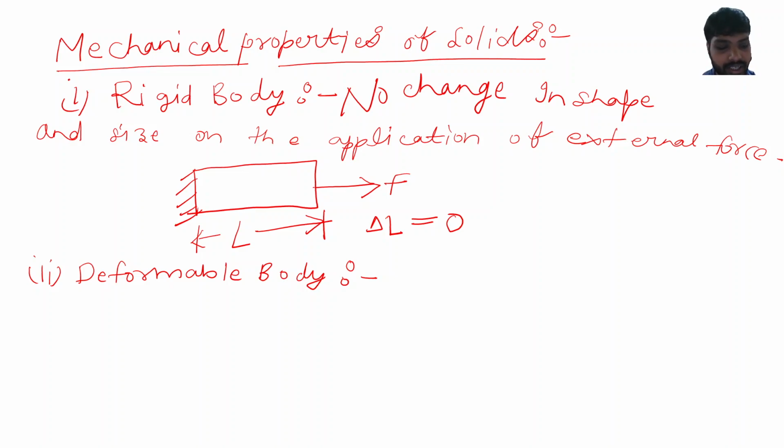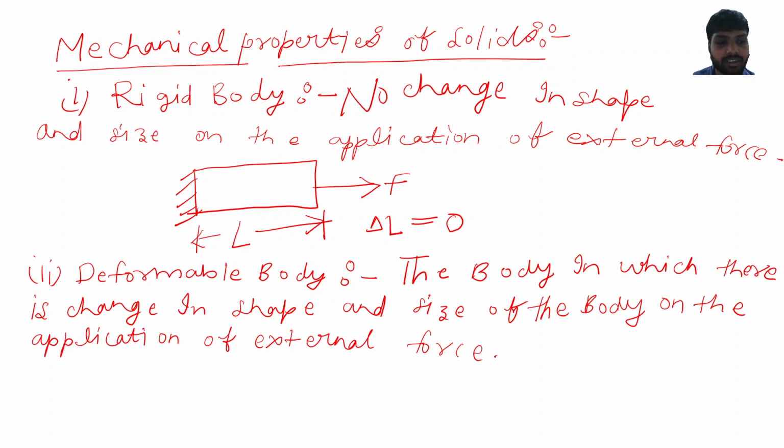So we can write it as: a deformable body is a type of body in which there is a change in shape and size of the body on the application of the external force. We can see this external force as the deforming force. Let's clearly understand the concept of a deformable body through an example or through a figure.